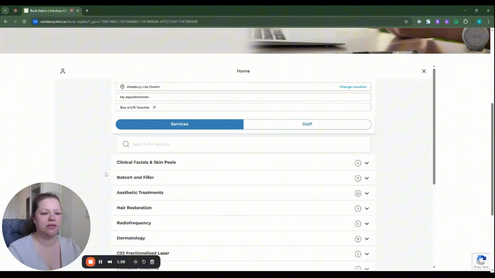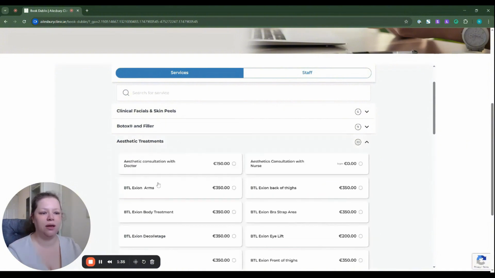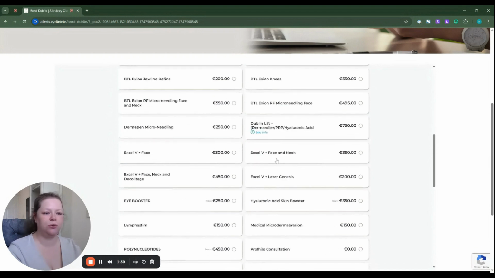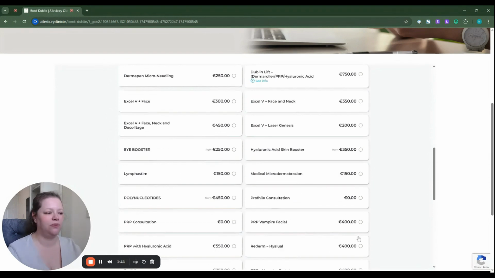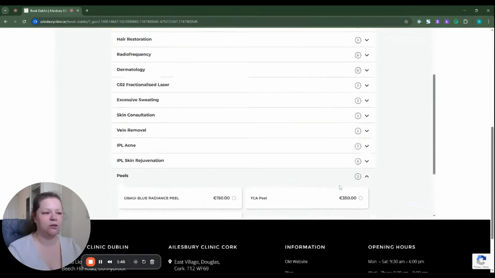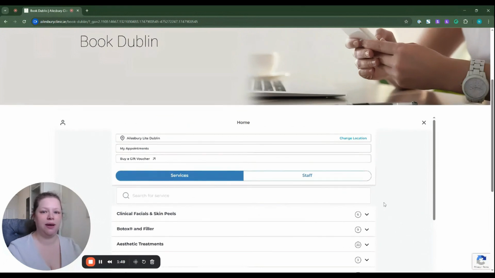When you go on services and you say, okay, I have an idea, I want to do something to my face, you can click on aesthetic treatments and go through that, choose what you want, and then book an appointment for that. Or whatever you actually want to do. You have a lot of options, and that is what I mean by giving people too many options.